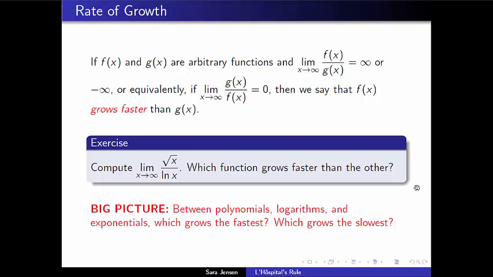And then more generally, what we're trying to get at is the big picture. We have these four different classes of functions: trig functions, polynomials, logarithms, exponentials. Which has the slowest rate of growth and which has the fastest rate of growth? That's a question that we'll want to resolve, and we'll work together in person to figure out.